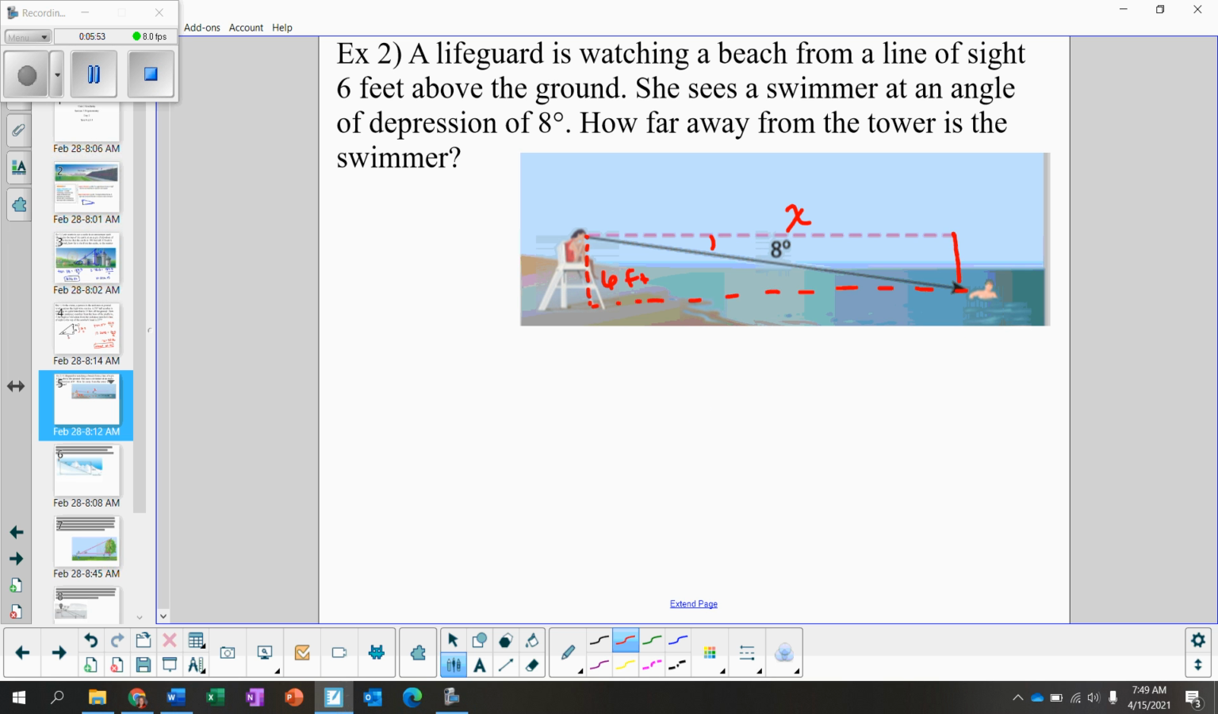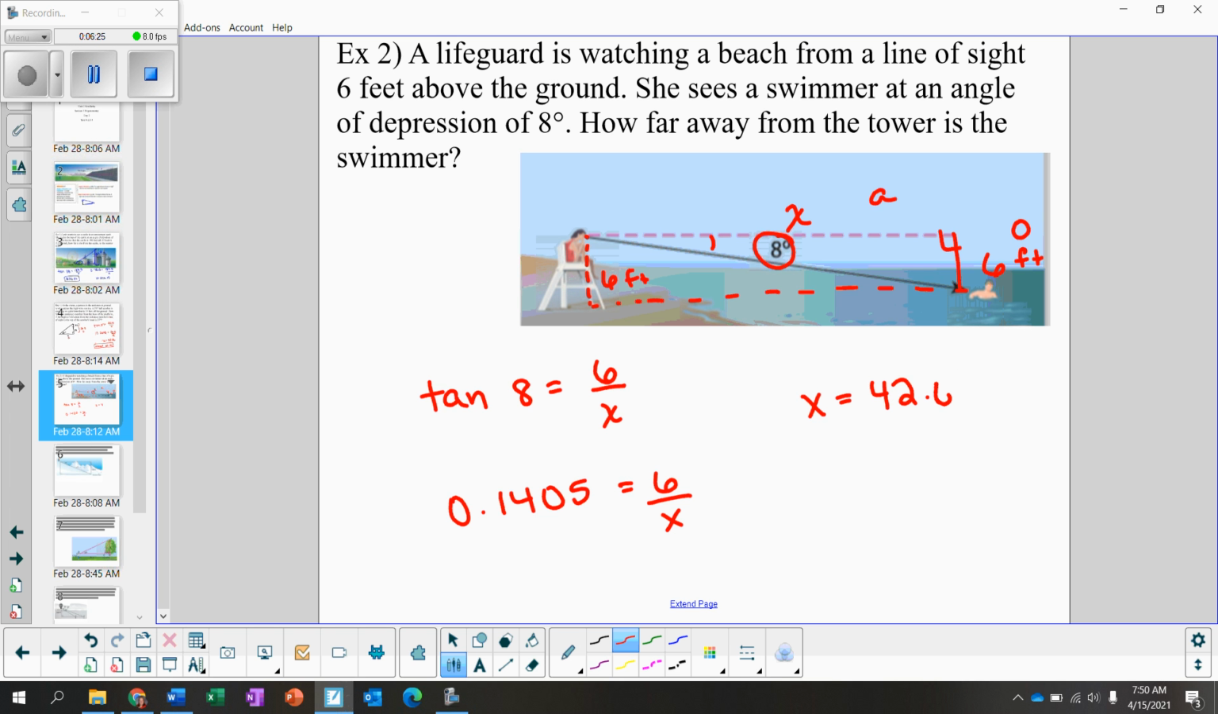So if I complete the triangle, knowing this height is 6 as well, I now have my angle. That's opposite, that's adjacent. So tangent of 8 equals 6 over x. So we're going to get the tangent of 8 is 0.1405, and 6 divided by that is 42.69. So we could say about 43 or about 42.7 feet, right?